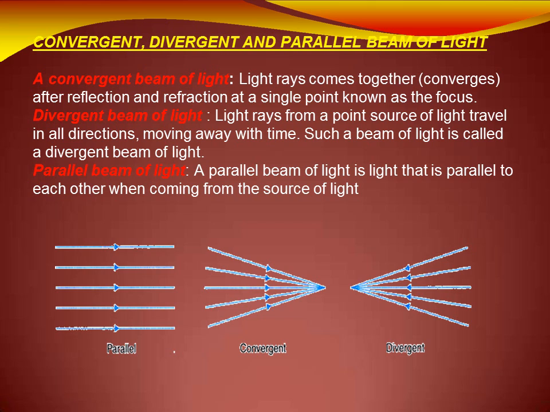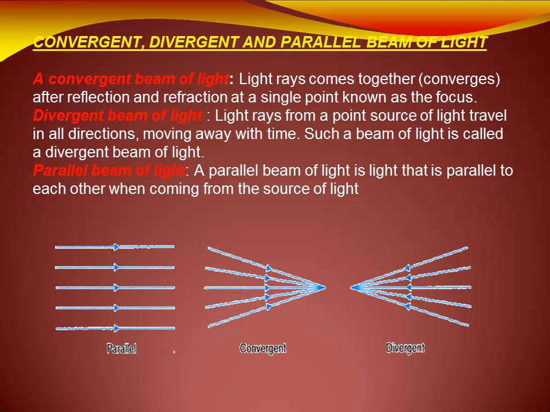As we already discussed, light travels in a straight path. So what do you mean by a convergent beam of light? Light rays come together after reflection and refraction at a single point known as the focus. That is called convergent. All light comes together and converges. Converge means meet at a point, and that is called focus. That's why we say focus the light on a particular object.